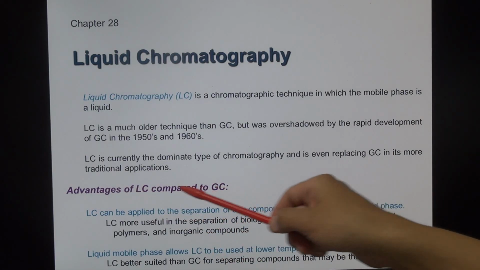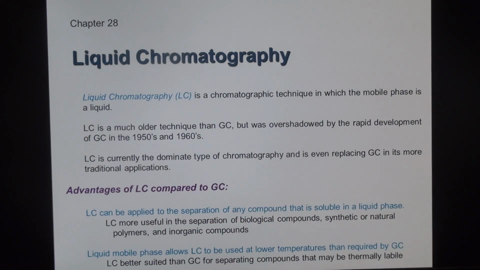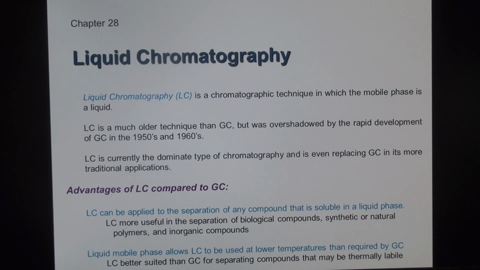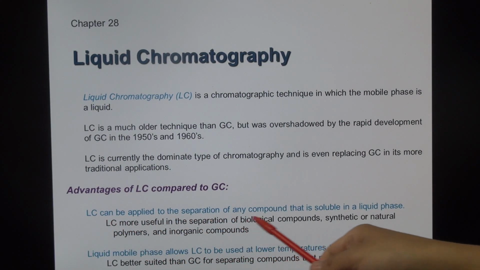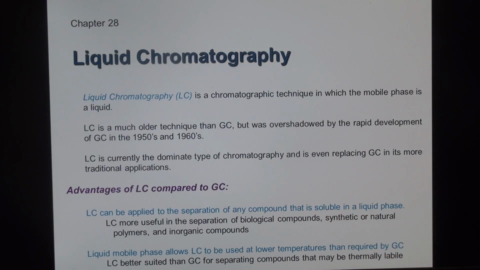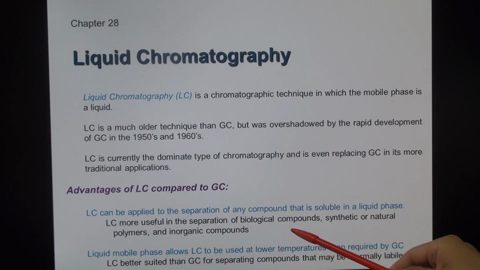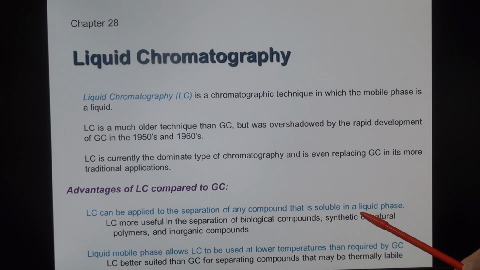If you compare LC and GC, the advantages of LC are shown here. LC can be applied to the separation of any compound that is soluble in liquid. So they can be more useful for biological compounds or natural polymers or inorganic compounds. Because if you recall, for GC we need to use it for volatile compounds or compounds which can be made volatile because mobile phase is gas, but LC can be used for any kinds of material that can be solubilized in liquid phase.